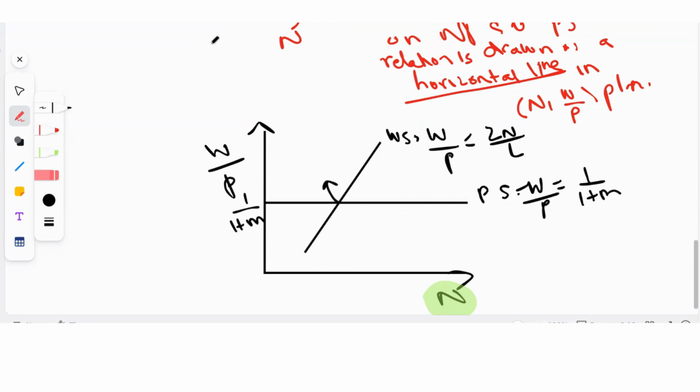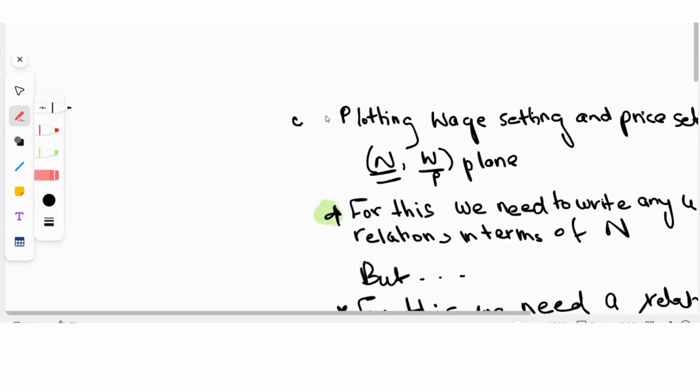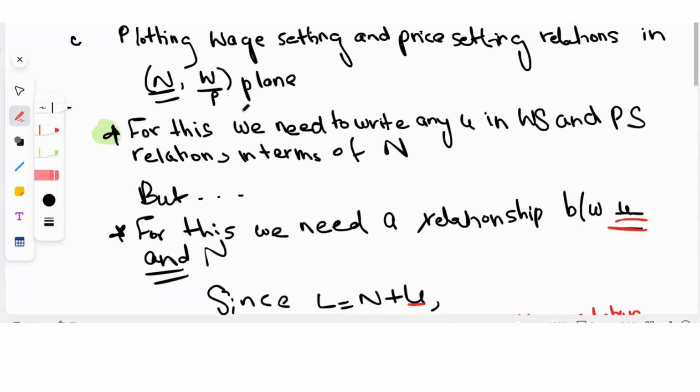And we know equilibrium occurs where WS is equal to PS. And here, this is going to give us the natural level of employment, Nn. So this is how we can plot the WS and PS relation where we have the real wage on the vertical axis, but instead of small u, the unemployment rate, we plot the level of employment n on the horizontal axis.